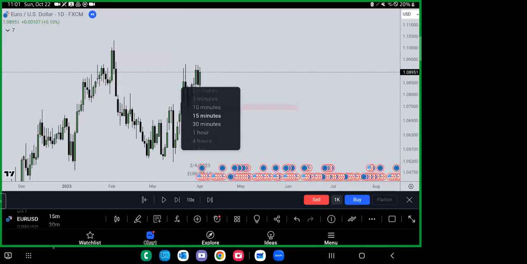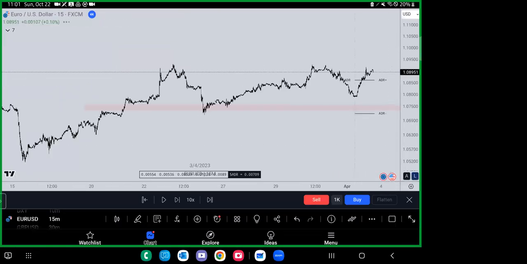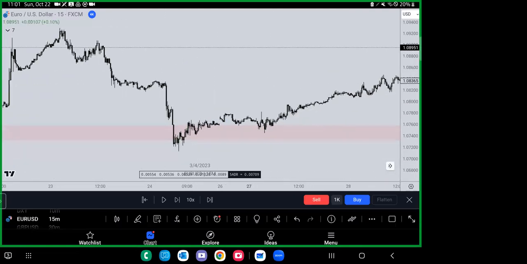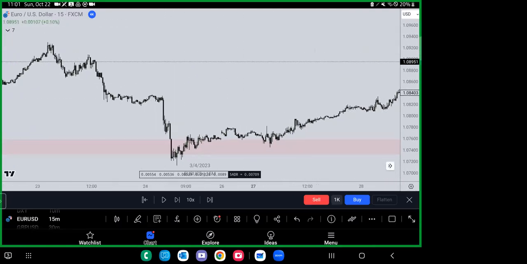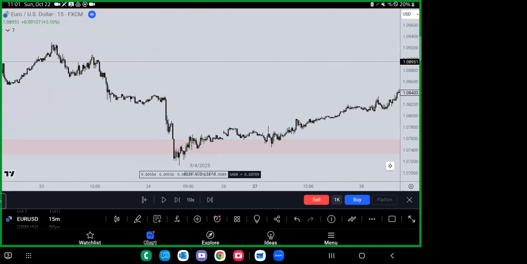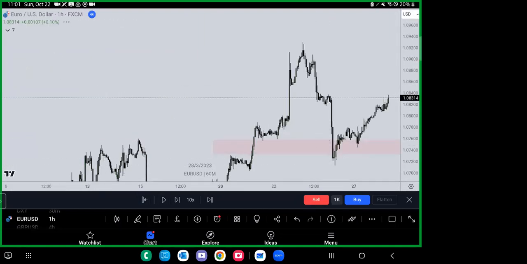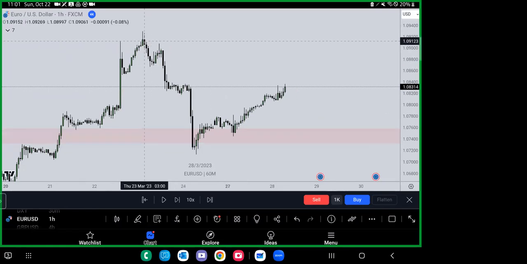Now I'm coming down to my 15-minute chart. It's not always going to be pretty. The biggest point is order flow. I can see over here up close candles are supporting price. Let's come to a 1 hour chart. Right, up close candles, these guys are supporting price.